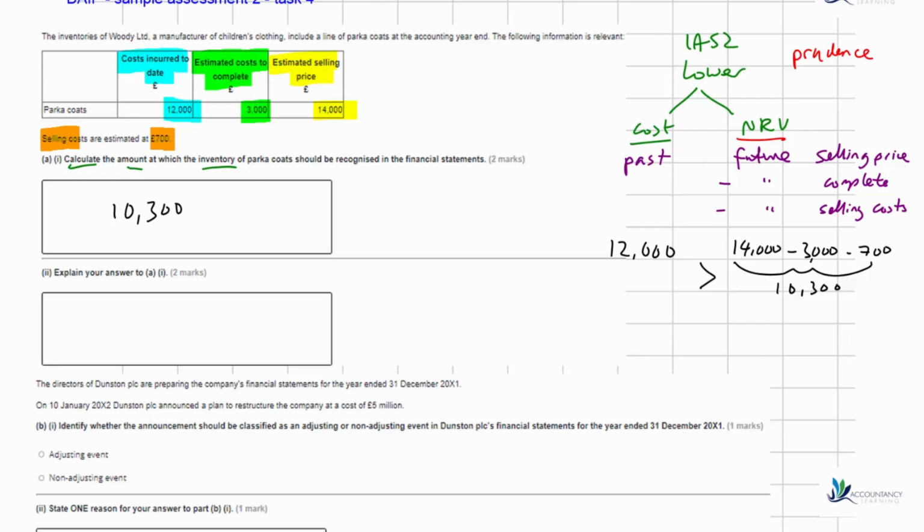The second part of the question asks us to explain our answer. Well, that's what we've just done in the explanation. So there are 2 marks available for that. So it's likely that you'd get 1 mark for clarifying that inventory should be at the lower of cost and net realisable value. And then the second mark would be to clarify what net realisable value is. That's the future selling price minus the future cost to complete the inventory minus any future selling costs.